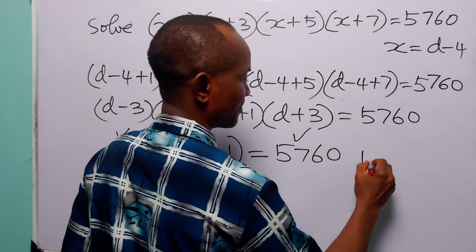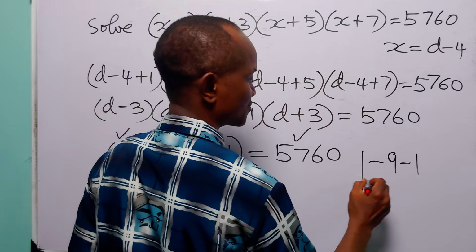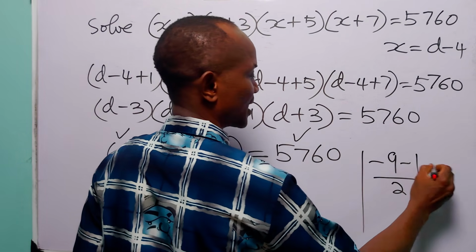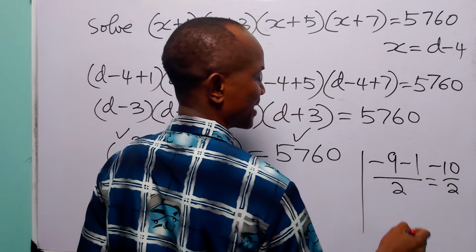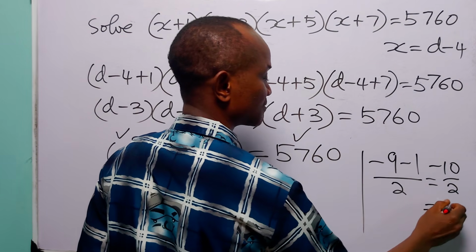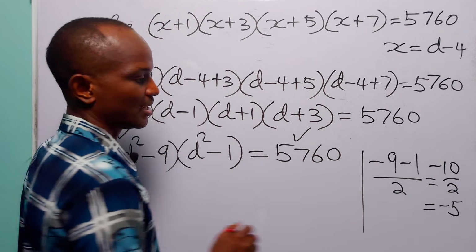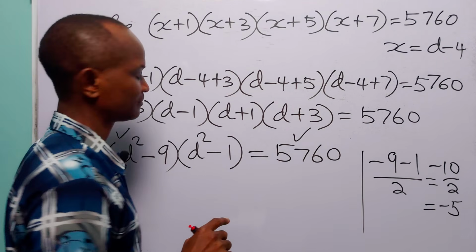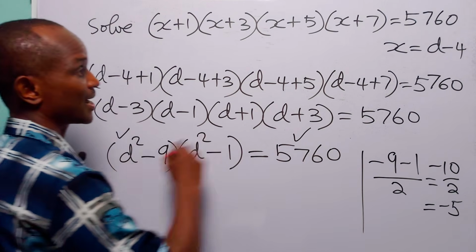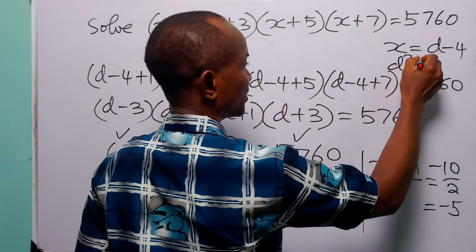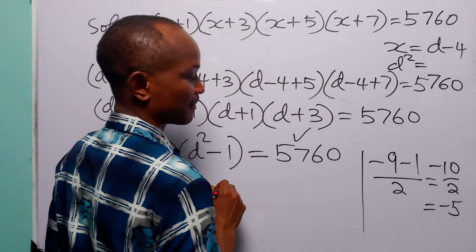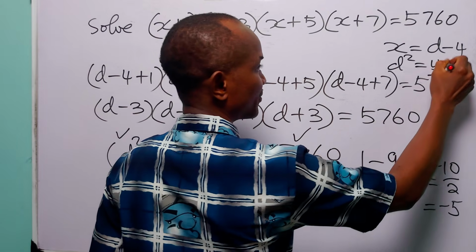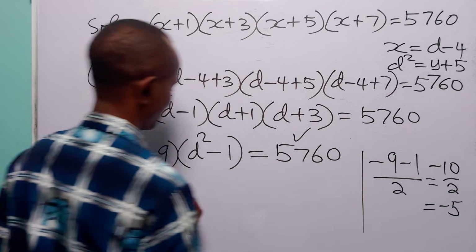Now, once more, let us take the arithmetic mean of these two numbers. We have minus 9 minus 1 divided by 2. Minus 9 minus 1 is minus 10, divided by 2. This is equal to minus 5. Now, we are going to do a second substitution. Let d squared be equal to y. Now, this is negative, so we have plus 5.